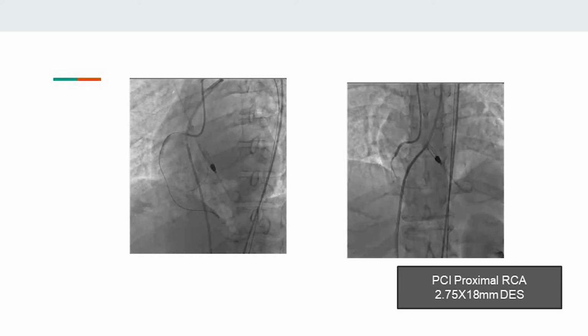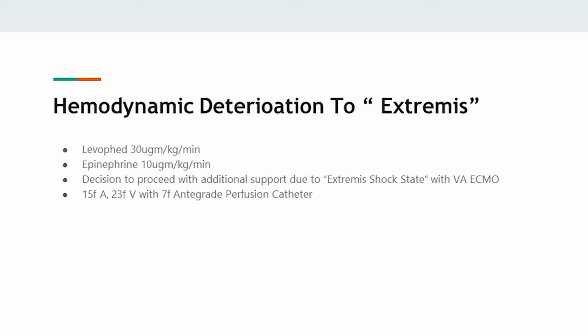We went for the proximal RCA lesion, and as you can see, we placed a stent in that proximal lesion. As the patient progressed through this case, he began to require higher levels of vasopressors. He went from coming in with Class B to now being considered Class E, or extremis. So the decision was made to place VA ECMO. He was placed on VA ECMO, was stabilized, and transferred to the ICU.